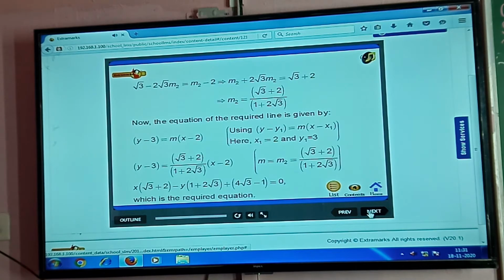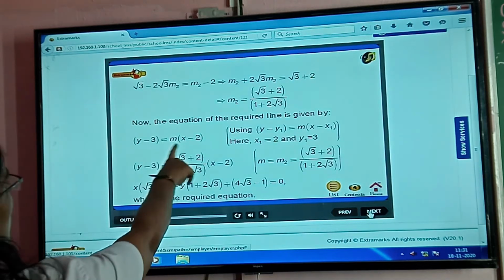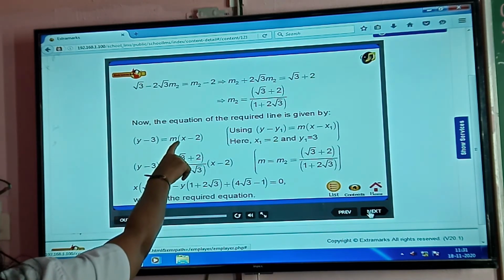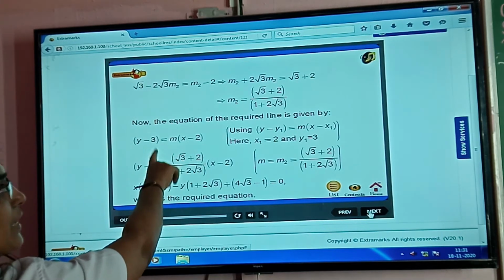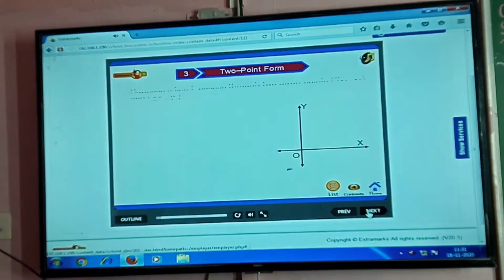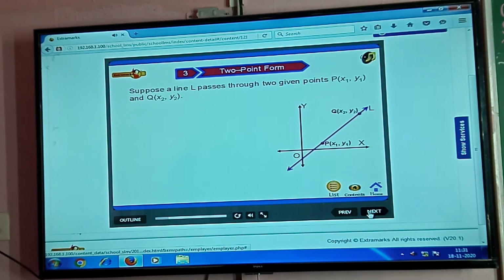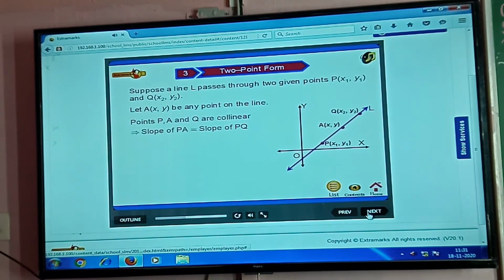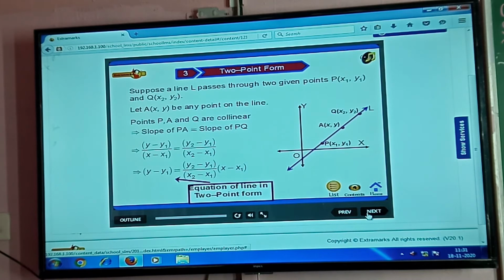Let us now study the two-point form of equation of line. So here, which formula is used? y minus y1 is equal to m into (x minus x1), where m is the slope, and x1, y1 is a point on this line. Suppose a line L passes through two given points P and Q. Let A be any point on the line. Note that the points P, A and Q are collinear. Hence the slopes of the line segments PA and PQ are the same. On simplifying the shown relation, we get the equation of line in two-point form.